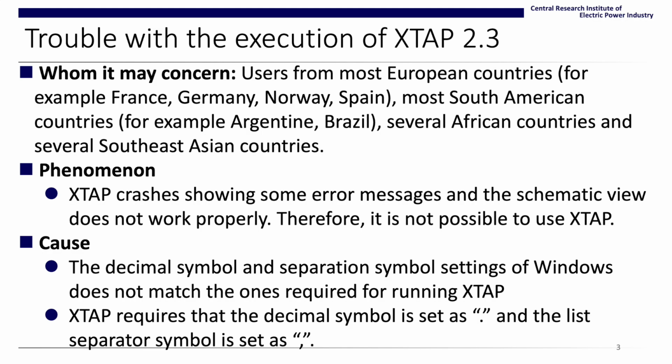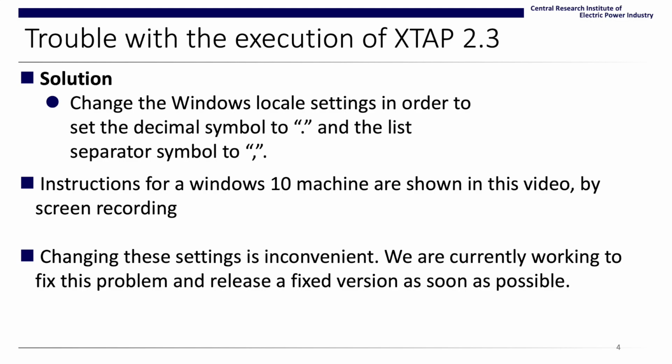XTAP was developed in an environment which uses the decimal symbol as a dot and the list separator as a comma. The solution for this problem is to change the Windows locale settings. I will show instructions of how to change it in a Windows 10 machine by using screen recording. Moreover, we at CREPI are working to fix this problem automatically, as changing these settings is inconvenient.